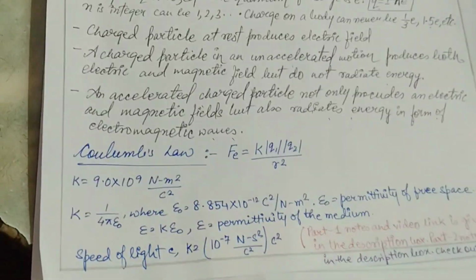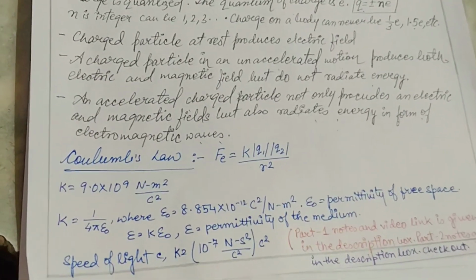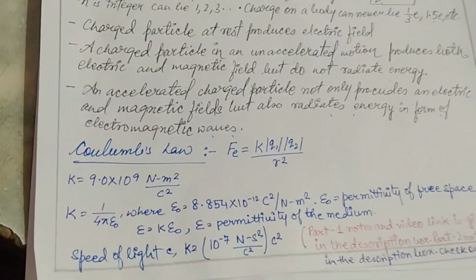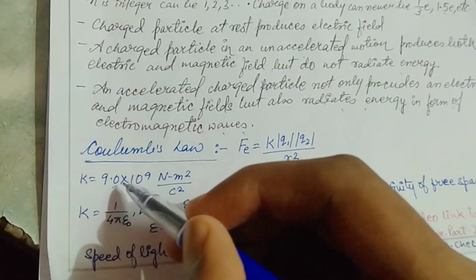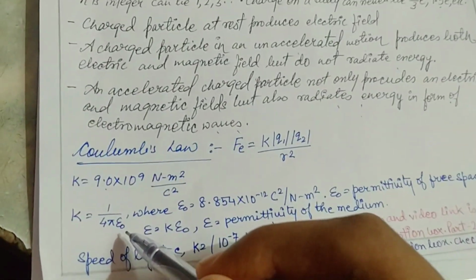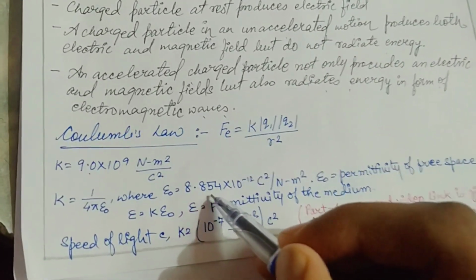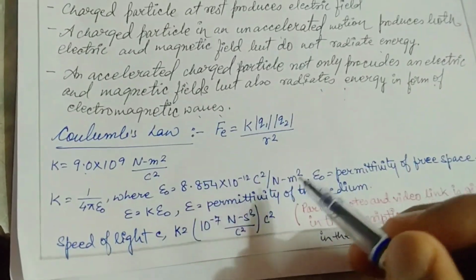Now we have Coulomb's law. Coulomb's law says that the electrostatic force is K Q1 Q2 by r square. The value of K is 9.0 into 10 to the power 9. K is equal to 1 by 4 pi epsilon naught, where epsilon naught value is 8.854 into 10 to the power minus 12.